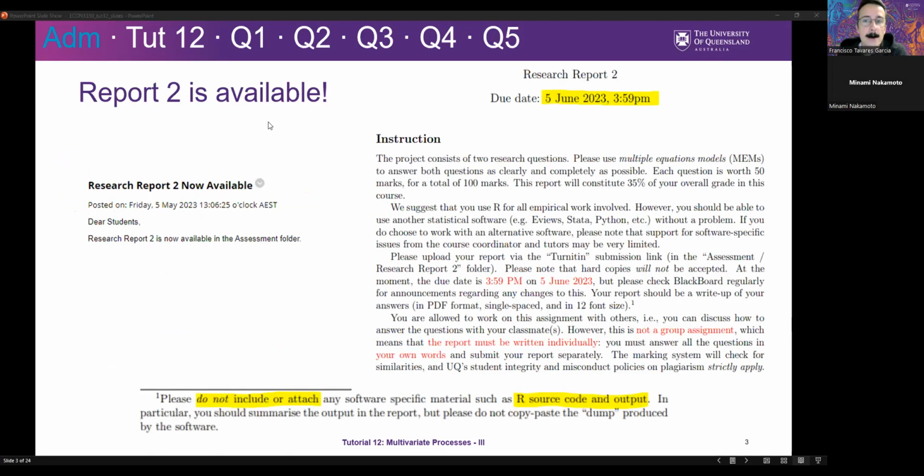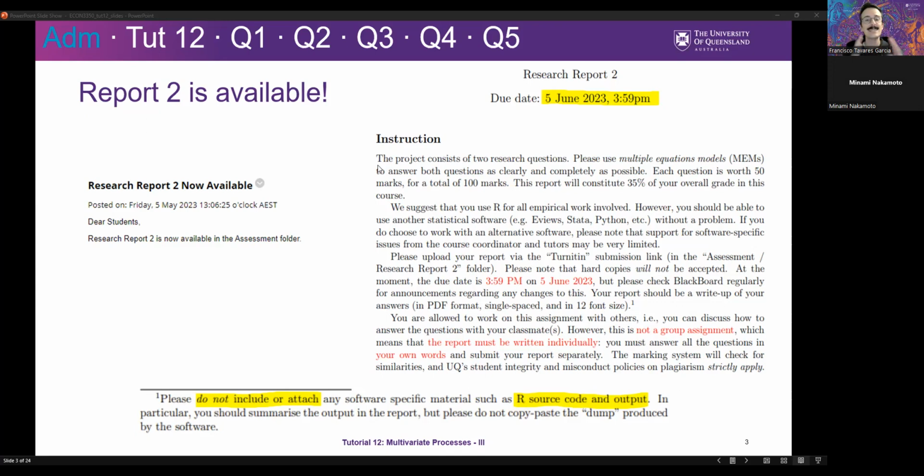On a different topic, report 2 is available, as I said last week. You probably have seen, it is multi-equation, but you will see that the data set is very similar to what we had before. We are still marking your report 1, and I hope I can give you a little bit of feedback to help with report 2. There will be 2 questions with 50 marks each.